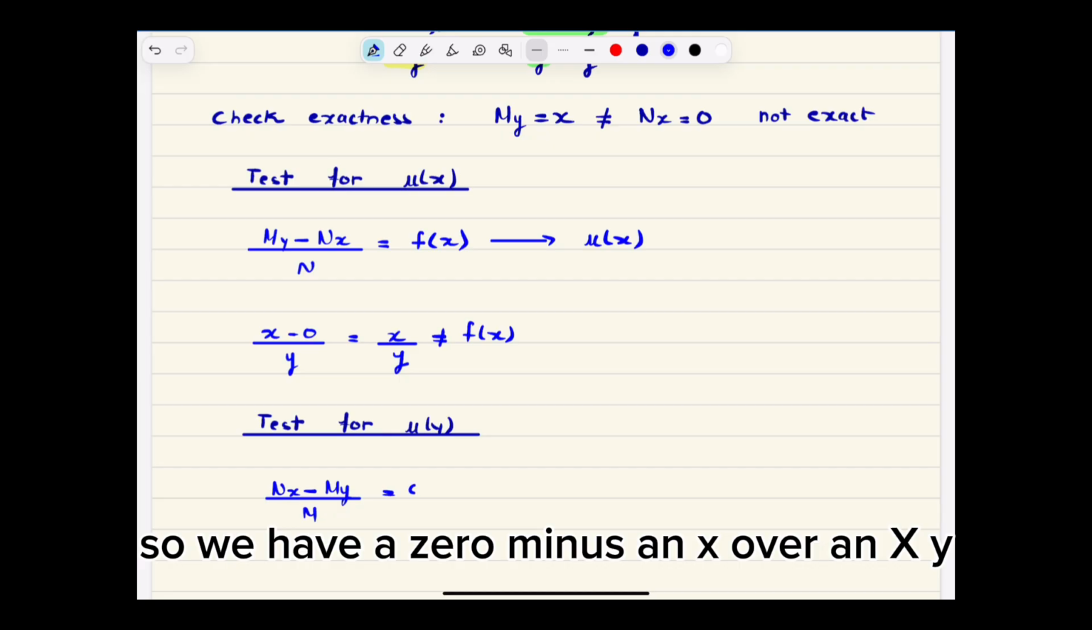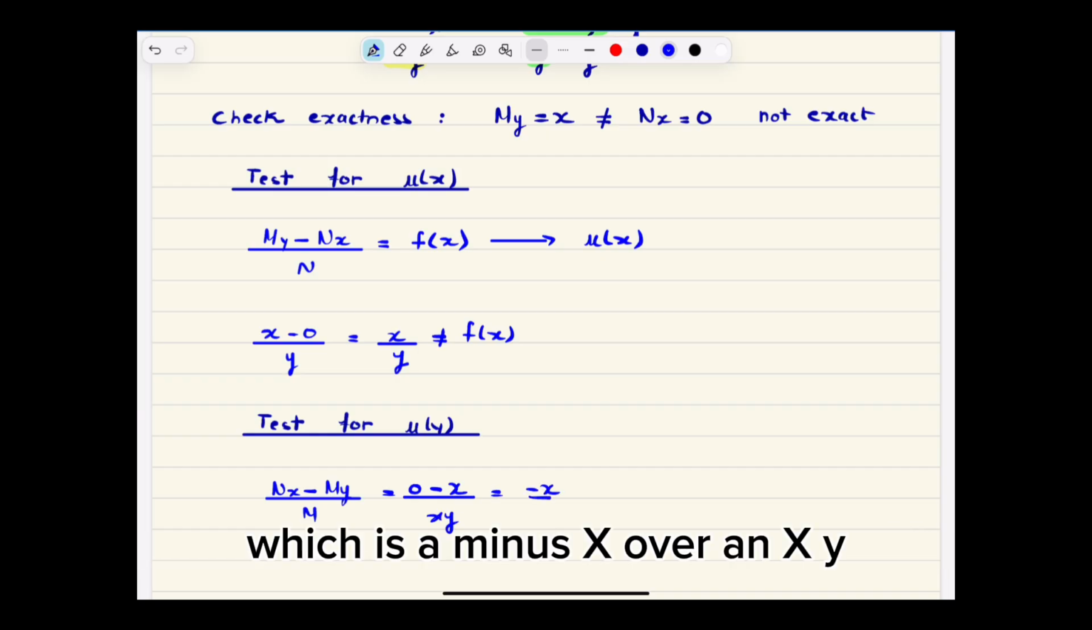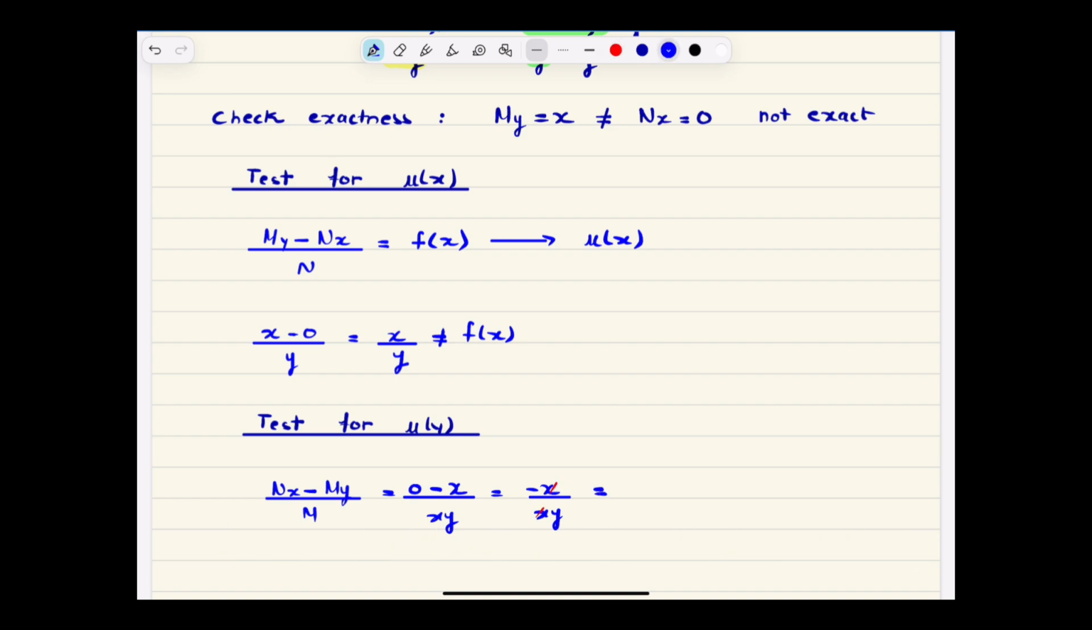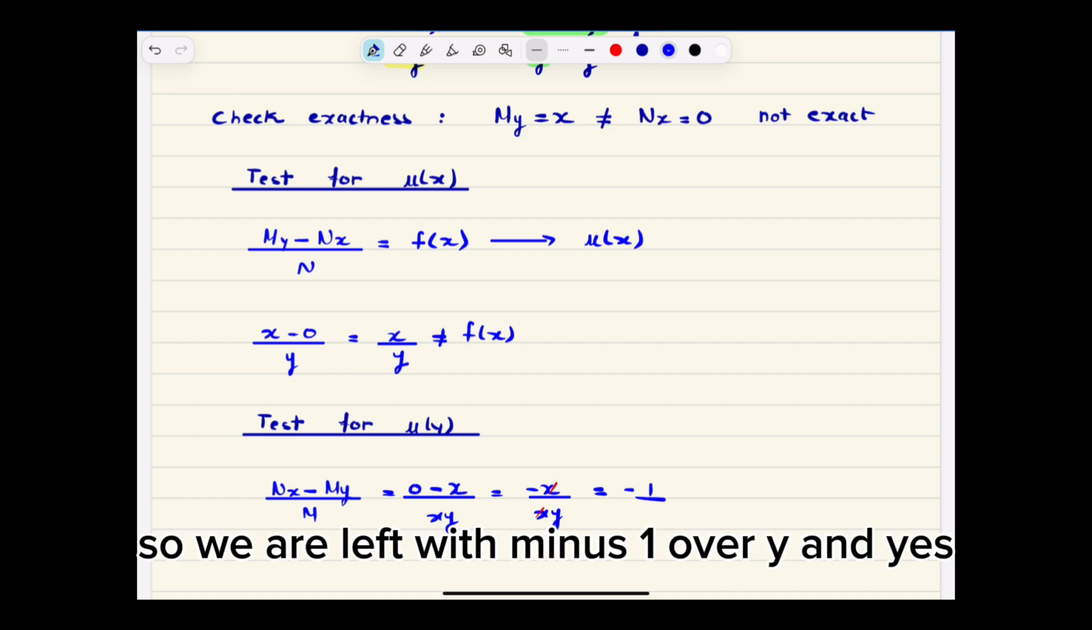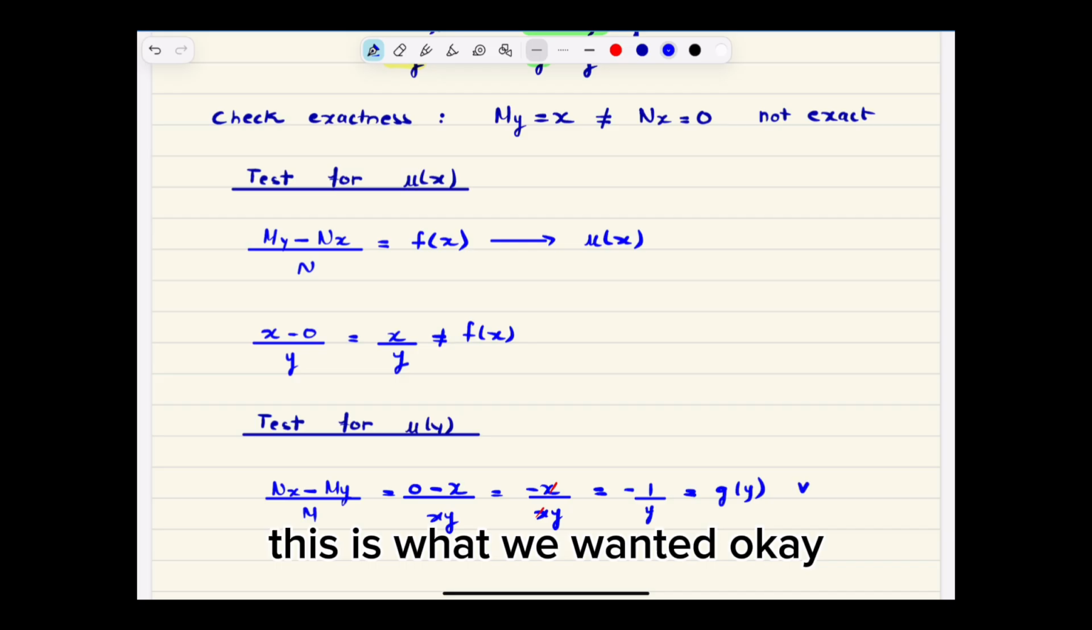So we have 0 minus x over xy, which is minus x over xy, and we get rid of the x quite beautifully. So we're left with minus 1 over y, and yes, this is actually a function of y. This is what we wanted.